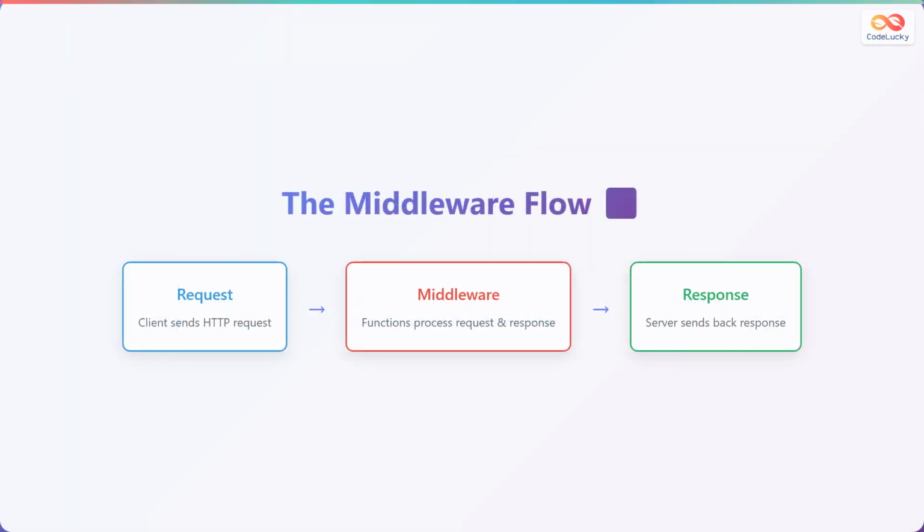Let's visualize the middleware flow. First, a client sends an HTTP request to the server. This request then passes through a series of middleware functions. These functions process the request and can modify the request or response objects. Finally, the server sends back a response to the client.